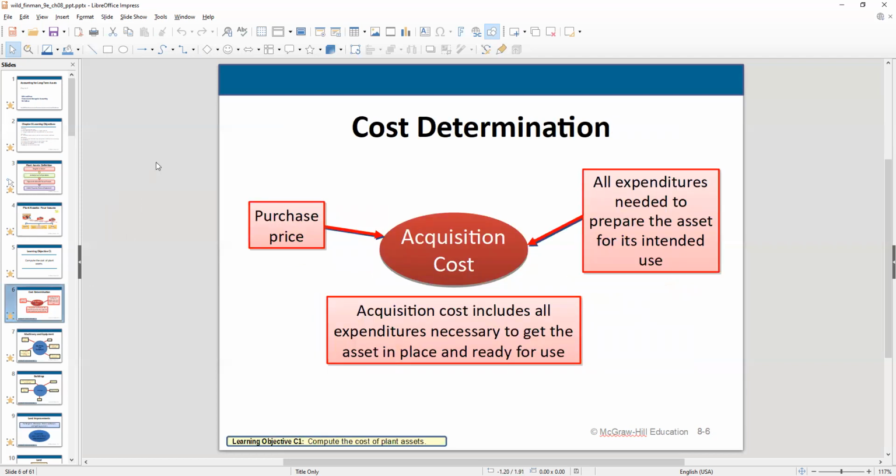As I pointed out earlier, there are a lot of things that go into the acquisition cost, not just paying for the item you're buying. Anything related to putting that asset, and this is a key phrase, putting the asset in service. I'll give you an example.